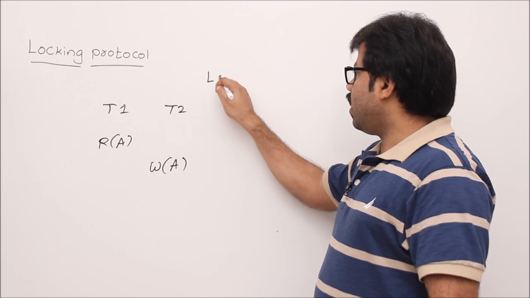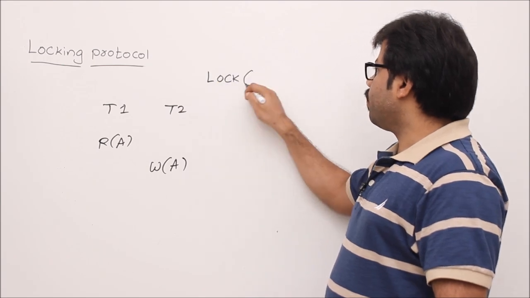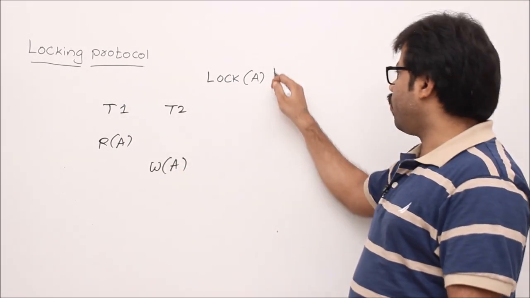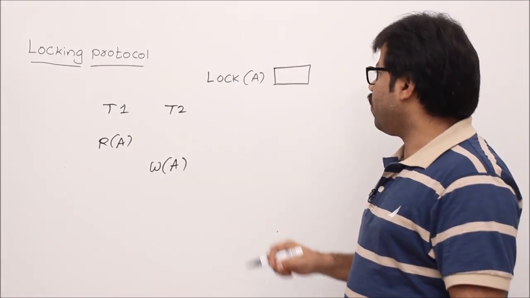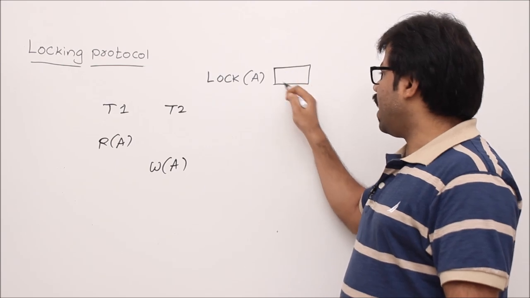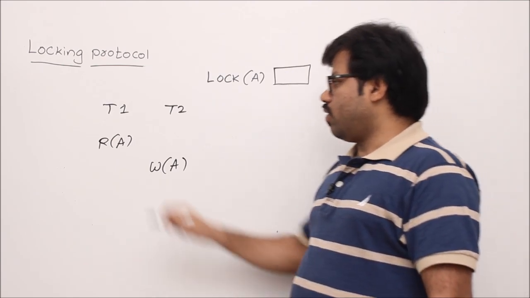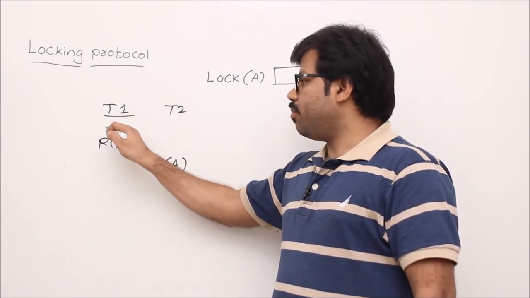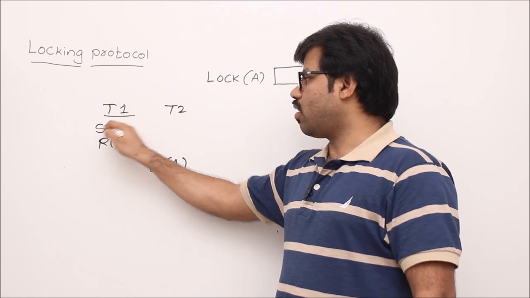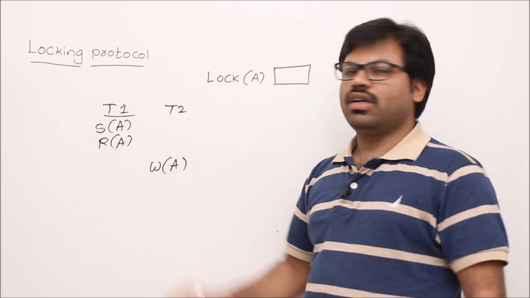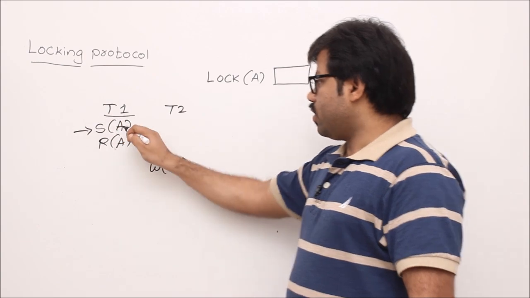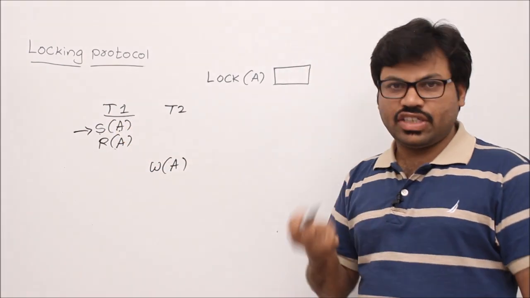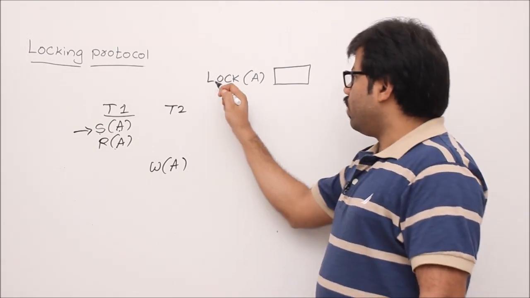So we assume that there is a variable called lock of A, because we have only one variable now for simplicity. This is the lock of a variable. It is a binary variable, it will have either 0 or 1. Now whenever T1 issues read of A, on behalf of T1, your DBMS will place an instruction called shared lock of A, since it is a read operation. First of all, it will keep this shared lock of A and try to acquire it.